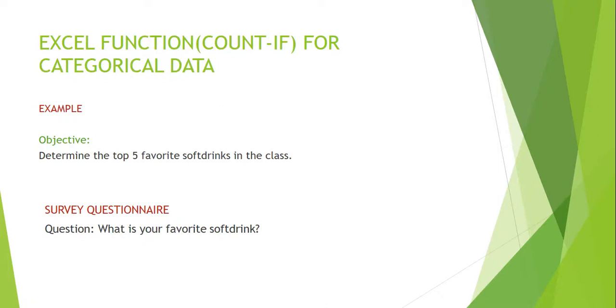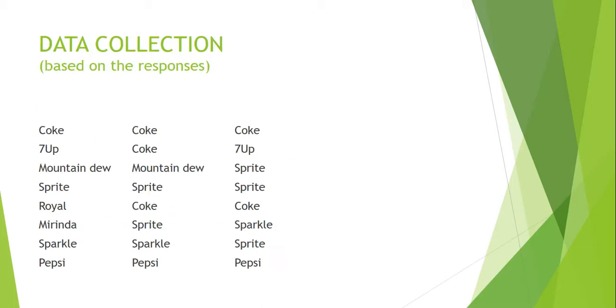Assume that we have an example. This example is used to determine the top 5 favorite soft drinks in the class. So, for the data gathering, we use a survey questionnaire. Each of them will be asked what their favorite soft drink is. So, assume that this is our data based on the responses to the given questionnaire.